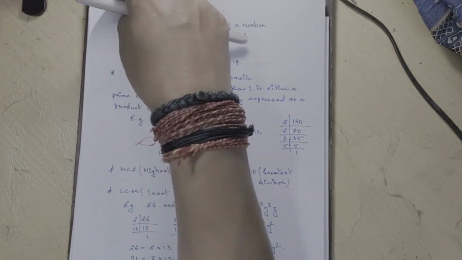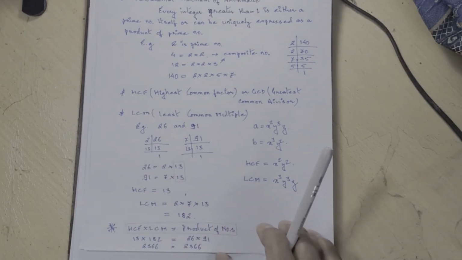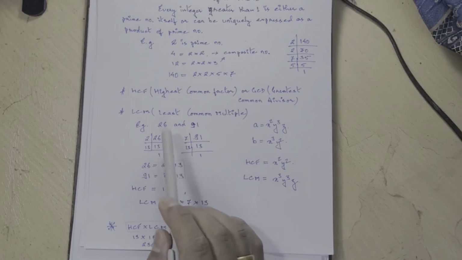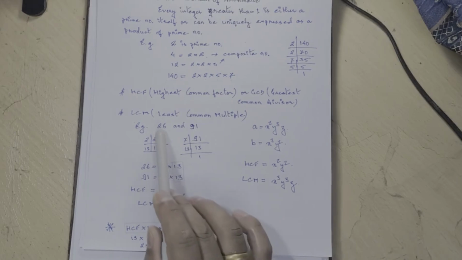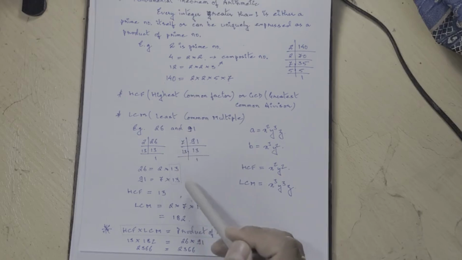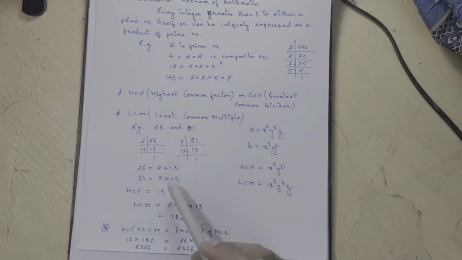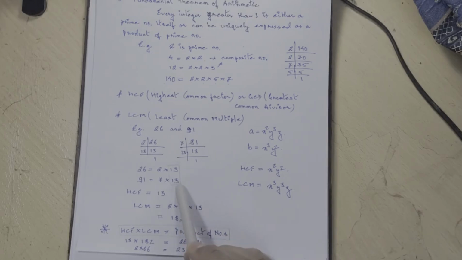Now, moving to another topic, that is LCM and HCF. What are LCM and HCF? The best way to understand LCM and HCF is with the help of an example. Suppose we consider two numbers, 26 and 91. Factors of 26 are 2 and 13, and of 91 are 7 and 13. To find the HCF, as the name clearly suggests, the highest common factor. If we see the factors of 26 and 91, the common number is 13. That means clearly the HCF is 13.